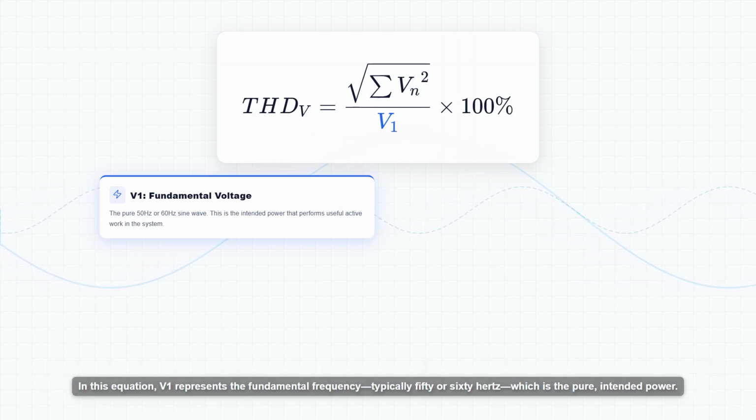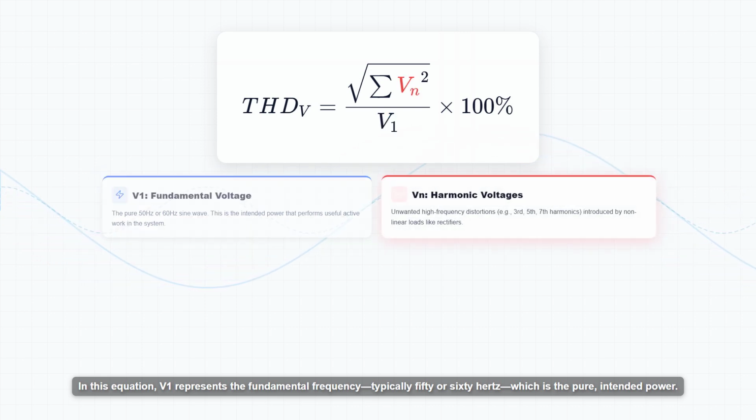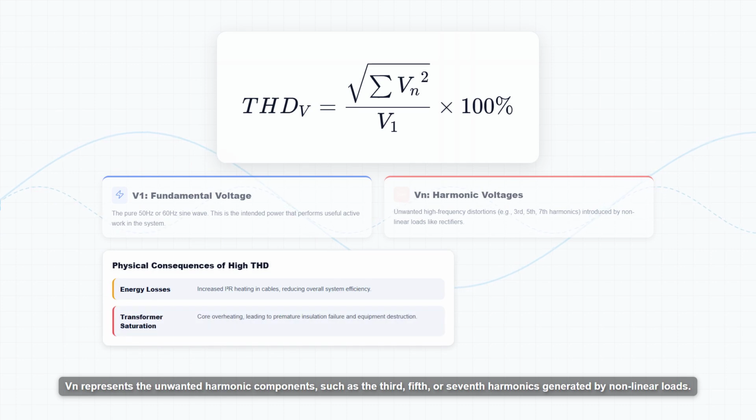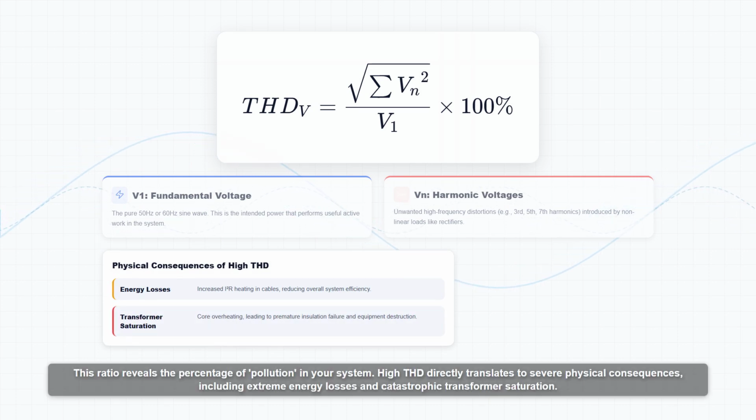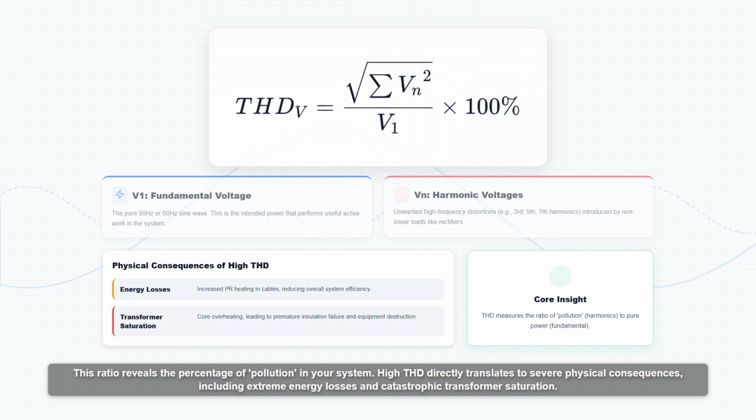In this equation, V1 represents the fundamental frequency, typically 50 or 60 Hz, which is the pure intended power. Vn represents the unwanted harmonic components, such as the third, fifth, or seventh harmonics generated by nonlinear loads. This ratio reveals the percentage of pollution in your system. High THD directly translates to severe physical consequences, including extreme energy losses and catastrophic transformer saturation.